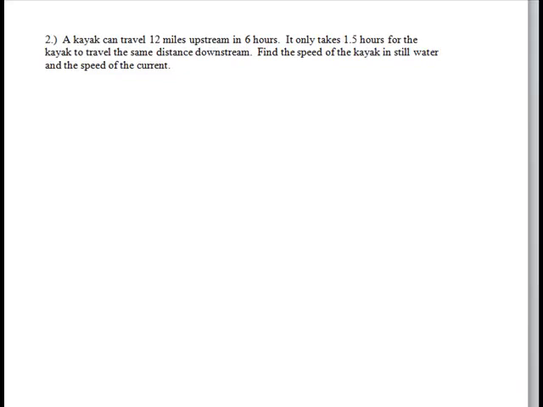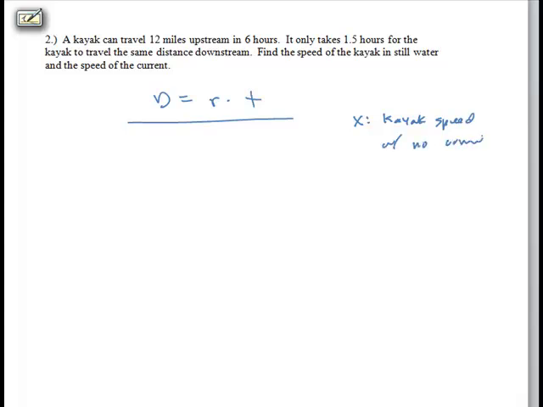Number 2, another distance formula problem. So distance is equal to rate times time. In this case, we have the boat, where once again the boat speed is affected by the outside factor, the current. So we're going to let X represent the kayak speed with no current, and Y, of course, would be the current speed.